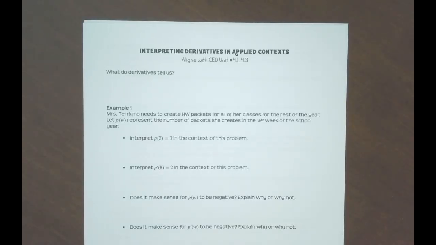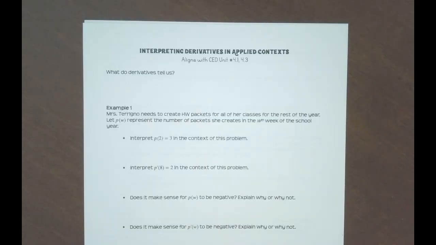Hi, everyone. So today we are continuing to talk about applications of derivatives. The lesson title today is Interpreting Derivatives in Applied Contexts. Really, all that means is real world type situations. Like when I give you a scenario and start talking about a derivative, do you understand what that derivative is talking about in that context?